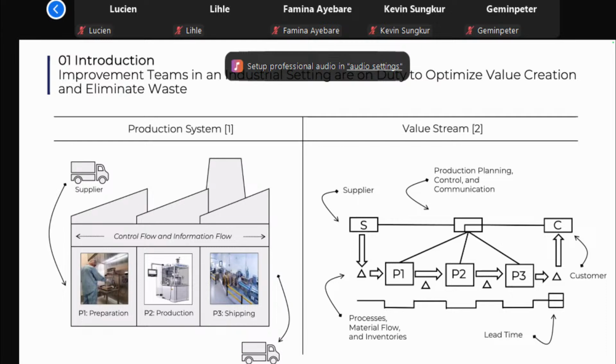Now, as an improvement team, you are trying to approximate these production systems using the concept of the end-to-end value stream, which you can see here on the right-hand side, whereby you're mapping the end-to-end process chains consisting of suppliers, different processes and inventories, including its material flow, ending with the customer.